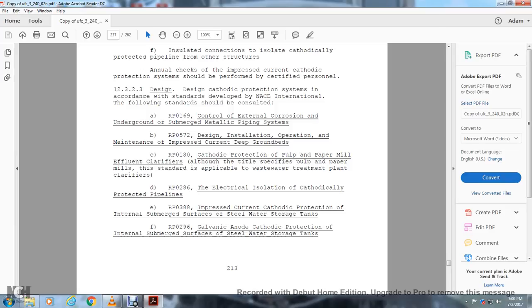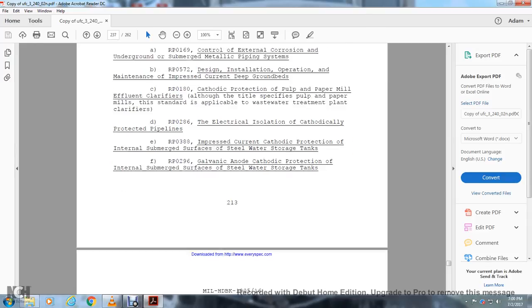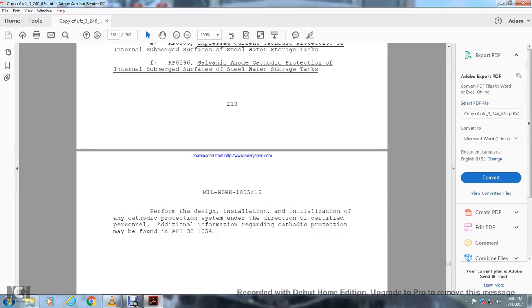RP0286, electrical insulation of cathodic protection pipelines. RP0388, impressed current cathodic protection for the internal submerged surfaces of steel water storage tanks. And RP0296, galvanic anode cathodic protection for the internal submerged surfaces of steel water storage tanks. Perform the design, installation, and initialization of any cathodic protection system under the direction of certified personnel. Additional information regarding cathodic protection may be found in AFI 32-1054.